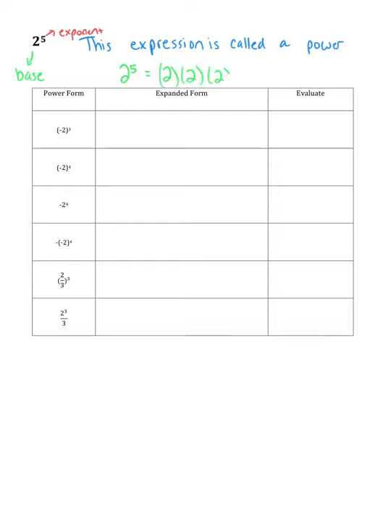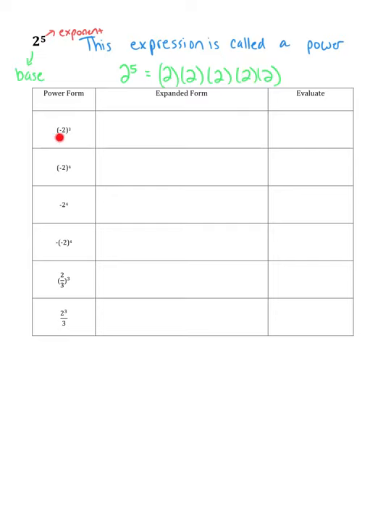So it's 2 times 2 times 2 times 2 times 2. And then we would evaluate that if asked by multiplying all these together. So 2 times 2 is 4, times 2 is 8, times 2 is 16, times 2 is 32.